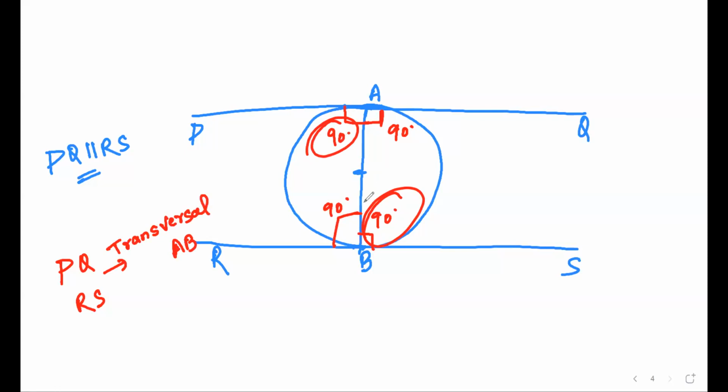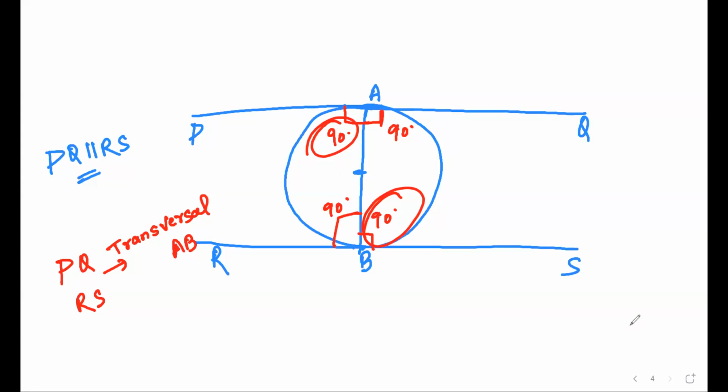And since these two angles are the same, we can say line PQ must be parallel to line RS, right? Because the alternate interior angles are the same over here. We can also use co-interior angles. We can say 90 degrees plus 90 degrees is 180 degrees, which happens only between two parallel lines, right? Are you getting it? Yes, ma'am. So hence both the lines must be parallel to each other.